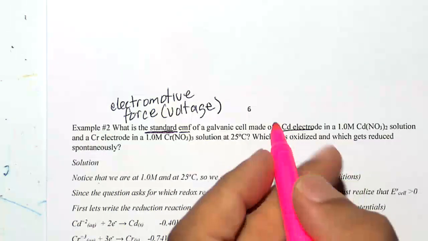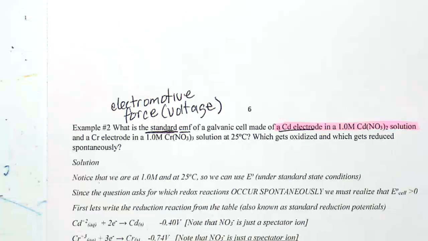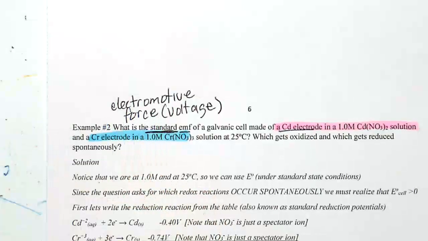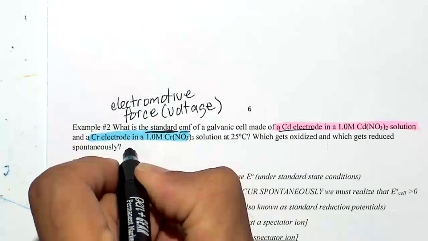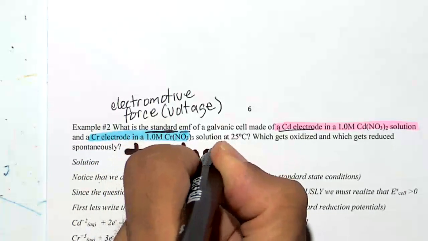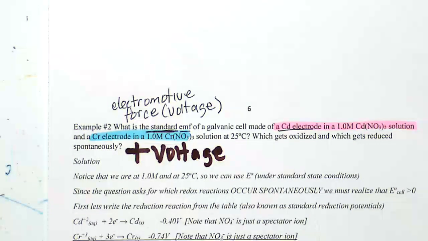So let's do the cadmium here in pink. With a chromium electrode, 1 molar, and it's at 25 degrees C, which gets oxidized and which gets reduced spontaneously. So when we say something happens spontaneously, we want to ensure that we're getting a positive voltage. Then and only then is this cell going to be spontaneous, which means it favors the products.